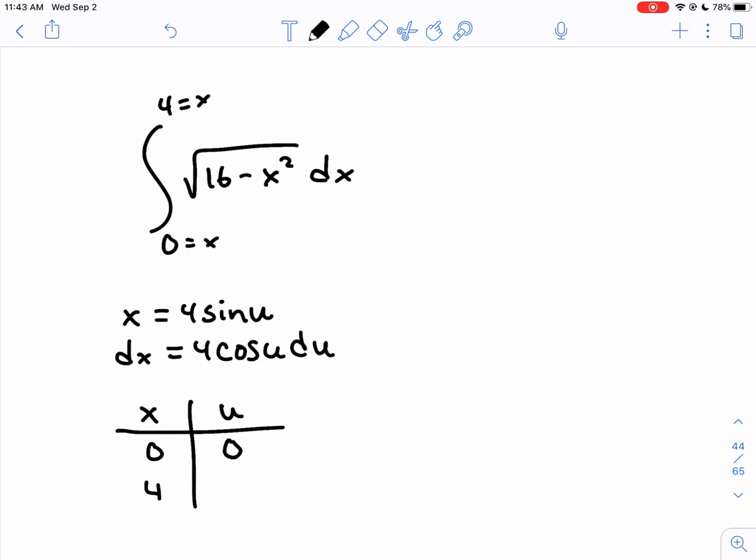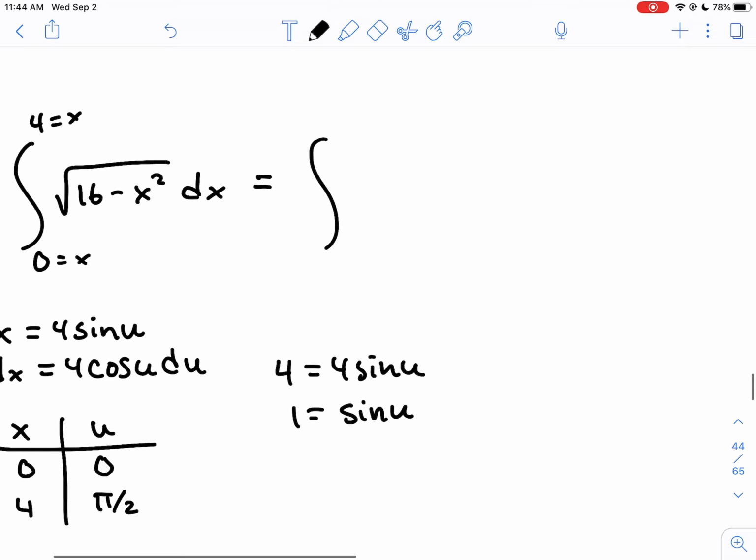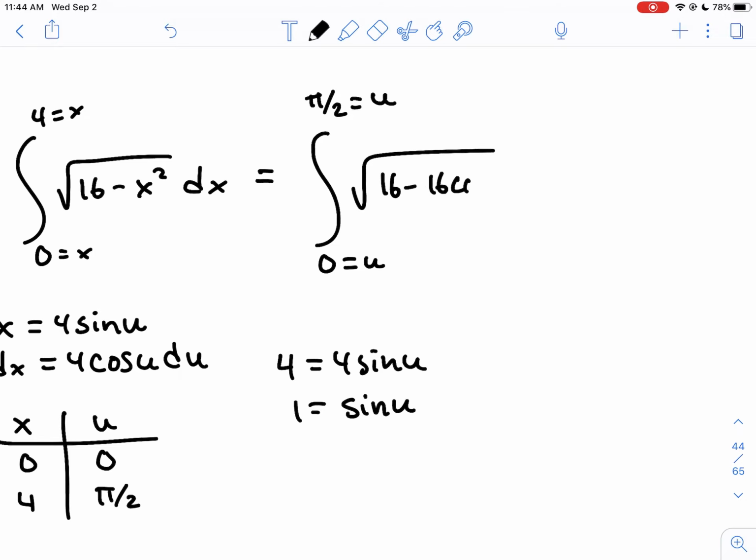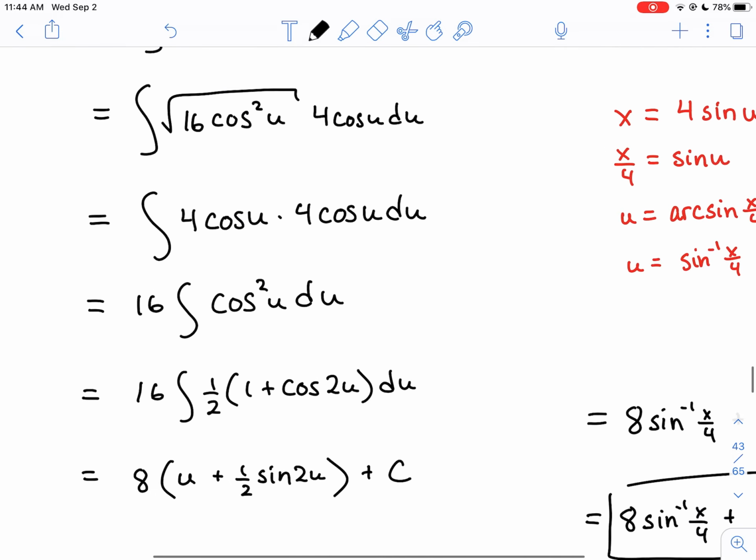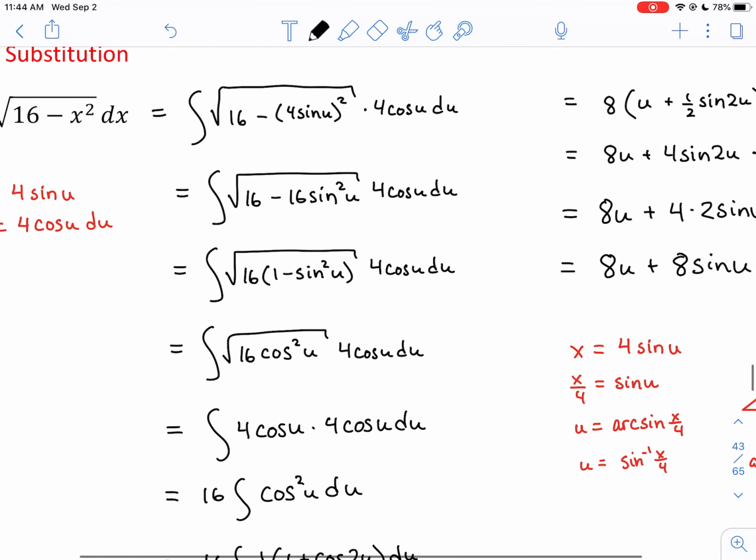Now plug in 4 for x. So we have 4 = 4 sin u. And dividing by the 4, we get this statement. Now we're trying to find an angle where the sine is 1, and that angle is π/2. When I make the change to the new variable, I could also change the limits. The square root of 16 − 16 cos². I'm skipping some steps. At this point, you're going to just see repetitions of all the steps that we had to do up here in the first place.